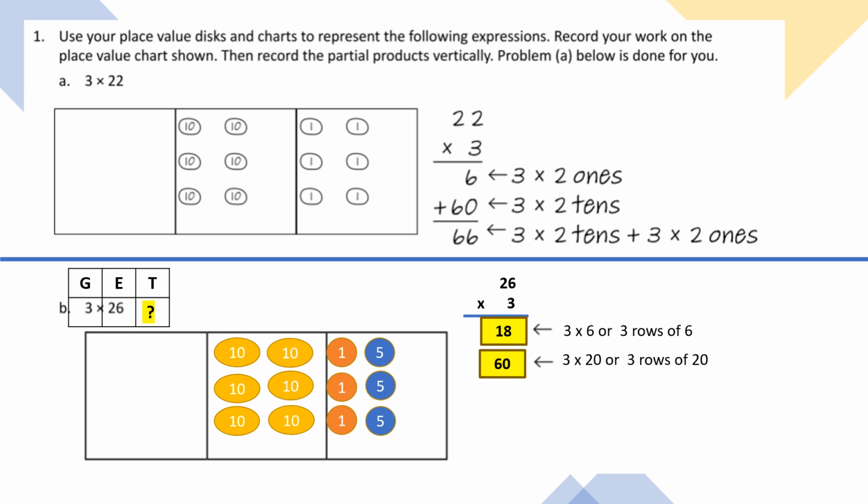Now we're going to put our answer from our tens place and our ones place together. We're going to combine it. We're going to add it to get the sum. So 18 plus 60. We work the ones place first. 8 plus 0 is 8. And in the tens place, we have 1 plus 6, which is 7. So our answer for 26 times 3, or 3 times 26, is 78. Now, if you need to pause the video to write this down or check your work, go ahead and do so now.